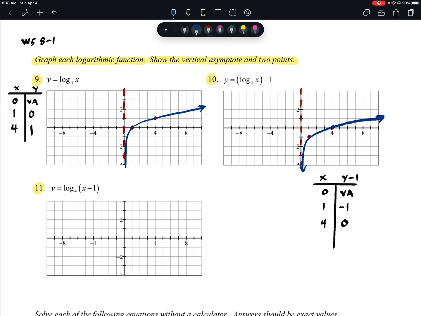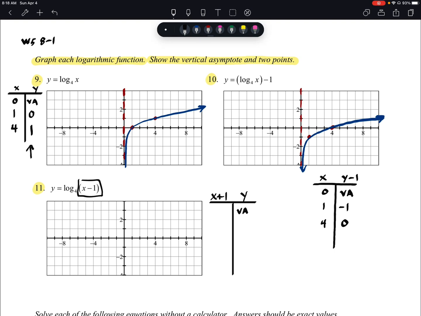Then on to number 11. Number 11, we have y equals log base 4 of the quantity x minus 1. With this one, now we're going to be affecting our x values. So when we subtract 1 from an x, it's like we're shifting it to the right one. So as we create our tables, instead of being x minus, remember we need to do the inverse of what's happening. So this would be like an x plus 1, and then our y's will remain the same as our original. So if you want to go ahead and put in your y's, we know that that's going to be a vertical asymptote.